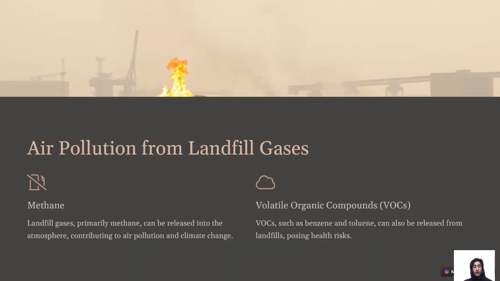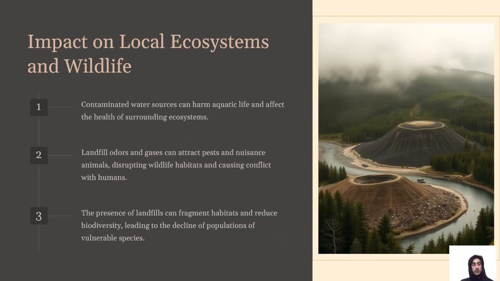Air pollution from landfill gases, that is methane and volatile organic compounds, VOCs. Landfill gases, primarily methane, can be released into the atmosphere, contributing to air pollution and climate change. Volatile organic compounds, VOCs, such as benzene and toluene can also cause harm, posing health risks. So in this slide we'll discuss the impact on local ecosystems and wildlife.